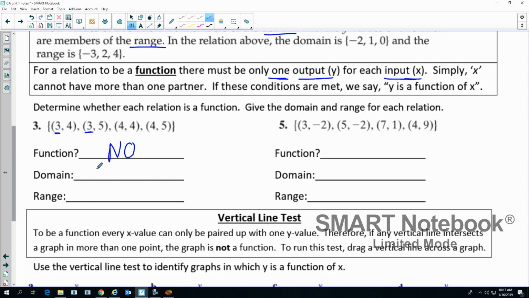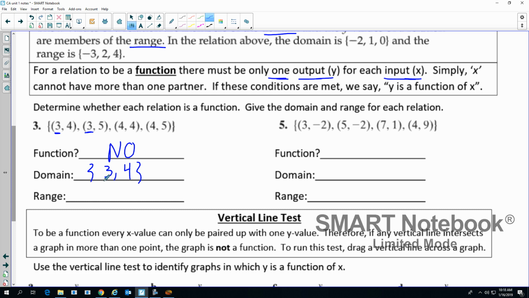And now we'll go ahead and list the domain, and we use these little brackets or braces for set notation. You really don't need to list 3 twice, even though it's there twice. Just list it once, and then same thing with the 4. You just need to list it once. Even though it's not a function, it still has a domain and range. Remember, functions are just a special class of relations.